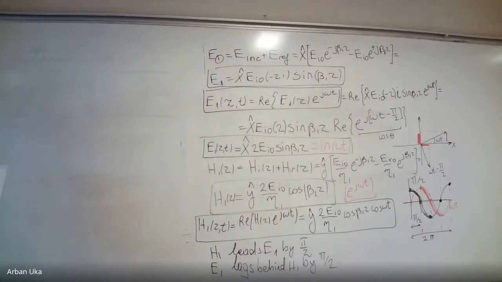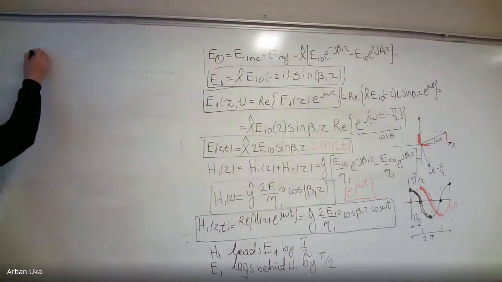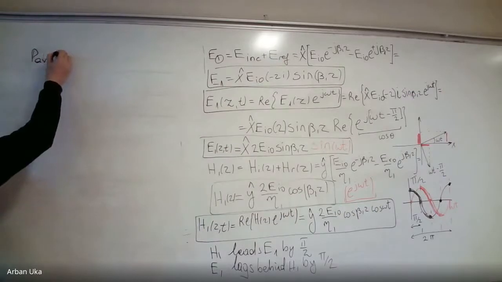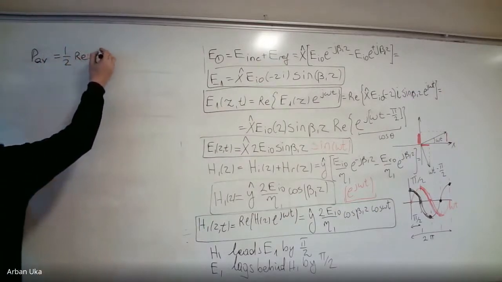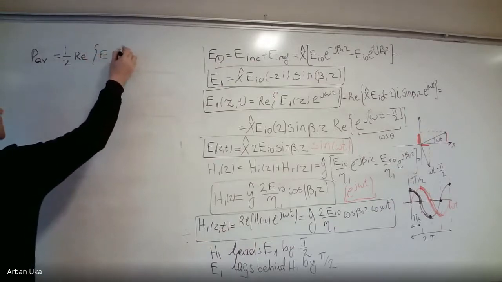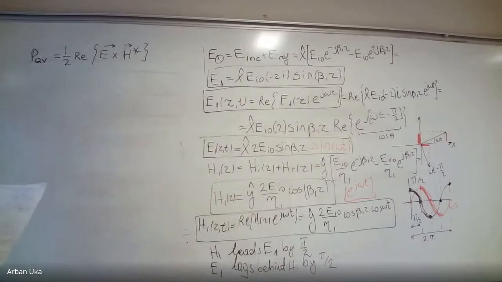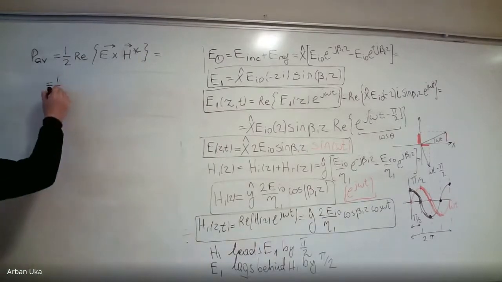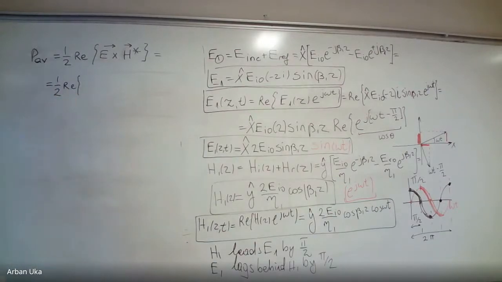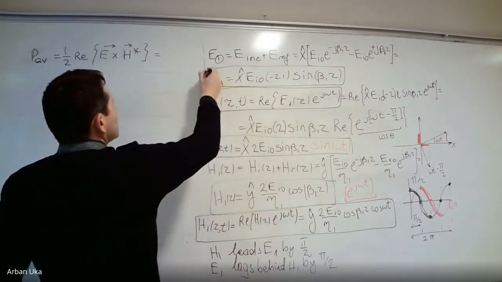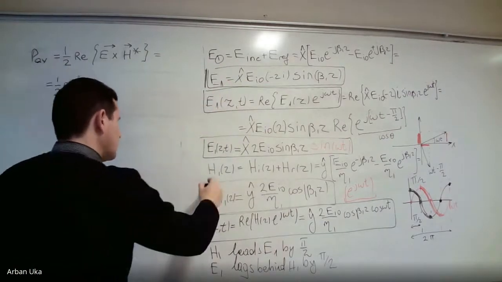Now, the next step that we may need to figure out is to get the average power density. The average power density is equal to 1 over 2 times the real part of the electric field cross product with the magnetic field intensity complex conjugate. So this is what we should do here. At this stage, we get the following. This is equal to 1 over 2 times the real part. Where is the E? E itself, in phasor notation, is this term here. So we have to consider this term here and this other term here.